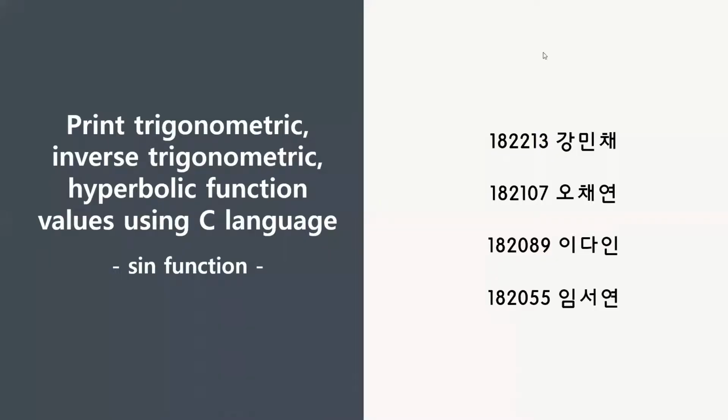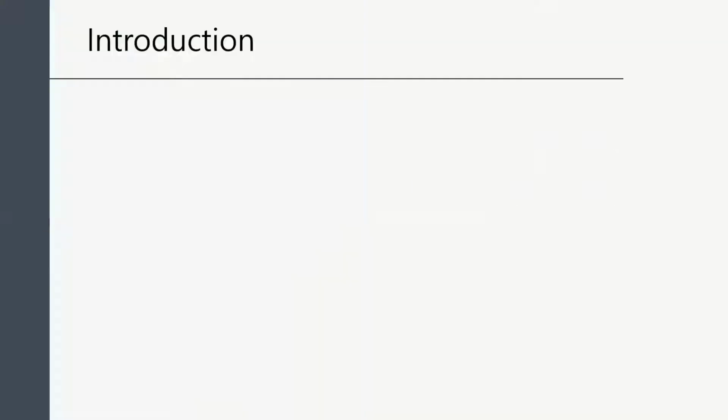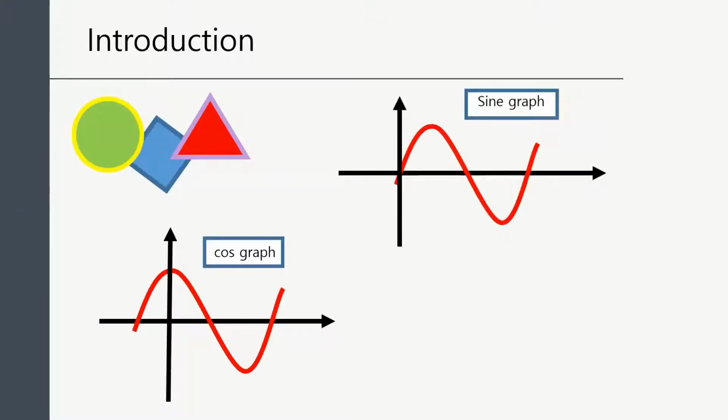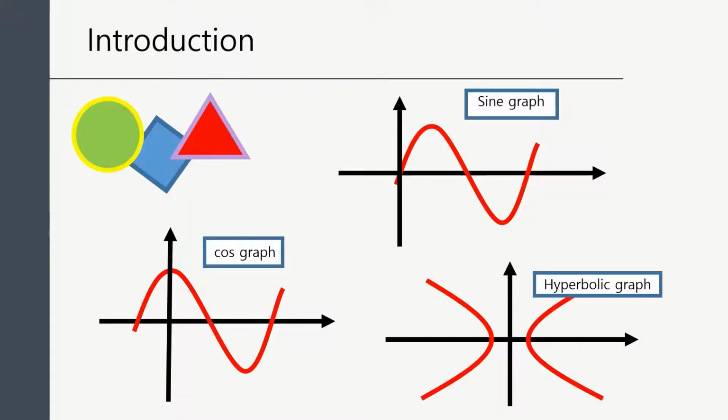Hello, today we're gonna show you how to print trigonometric, inverse trigonometric, and hyperbolic function values using C language, focused on the sine graph. In mathematics class, we took lessons about the sine graph and cosine graph, and you could see the hyperbolic graph in geometry course. The y value is derived according to a given x value, or the x value is reversed when the y value is given.